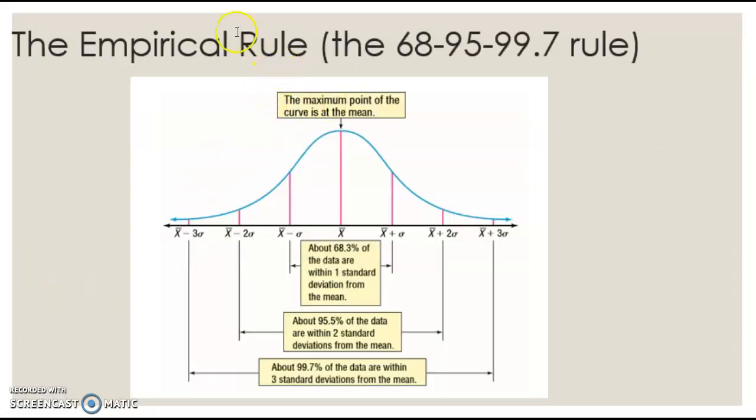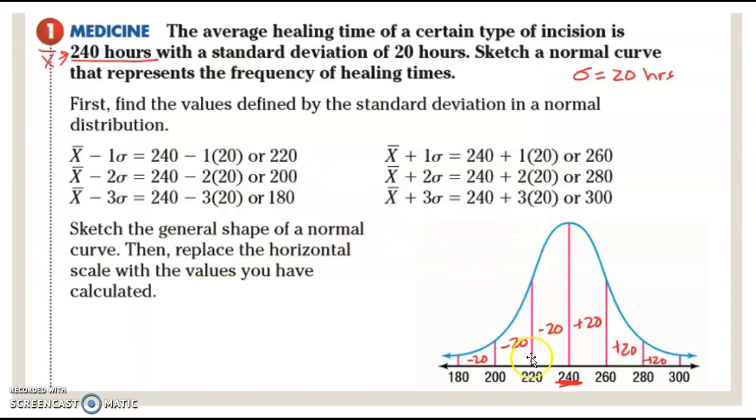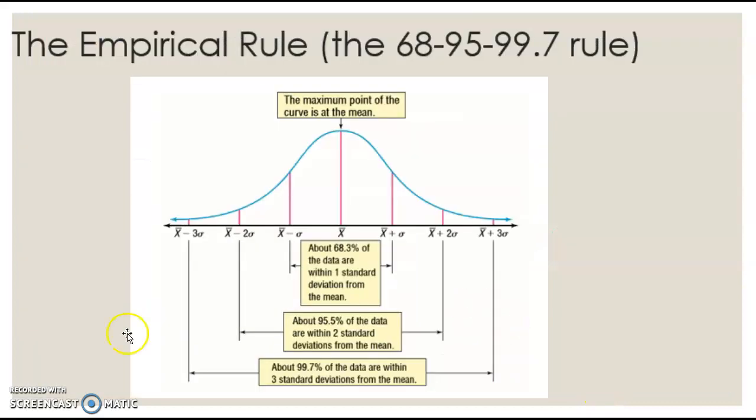Also told you about the empirical rule before, the 68, 95.5, 99.7 rule. About 68.3% of the data, or 68 is sometimes given out, is between 1 standard deviation and the next. So when we were putting this in, 1 standard deviation between 220 and 260 would give us 68.3% of the data.